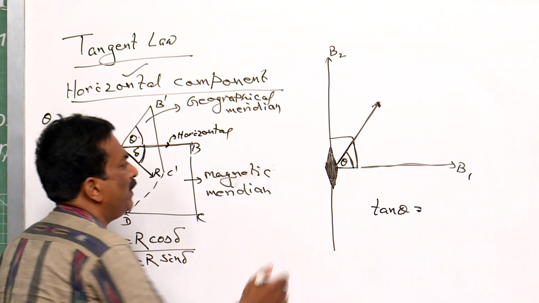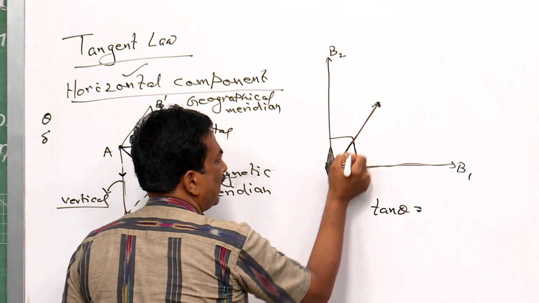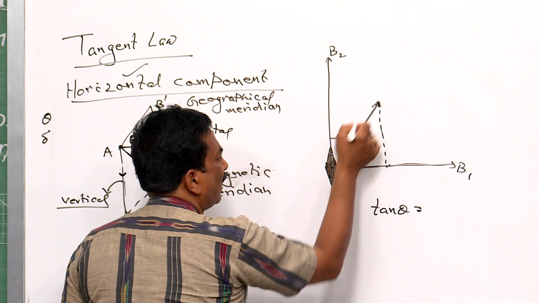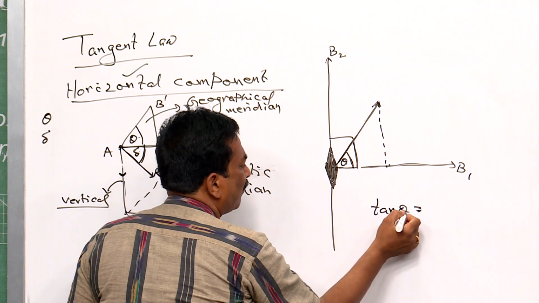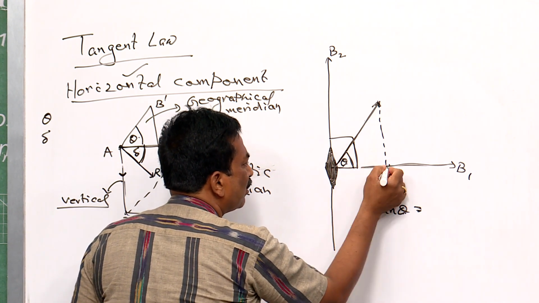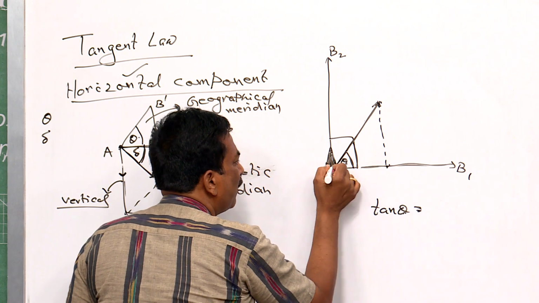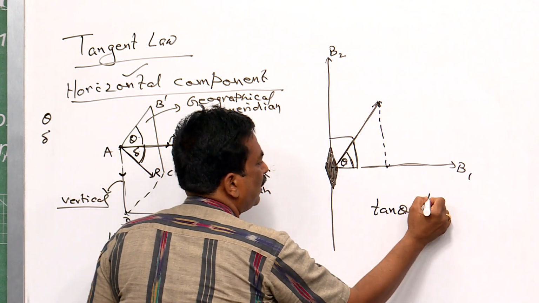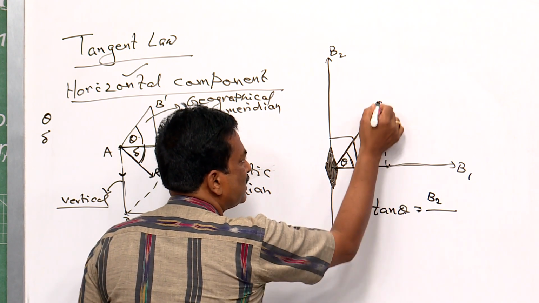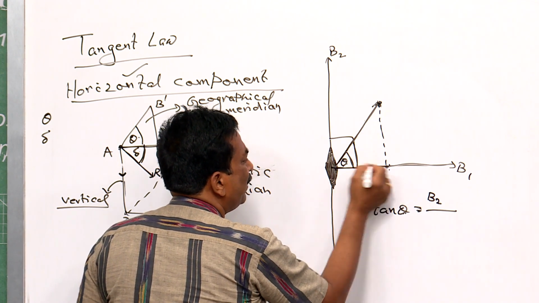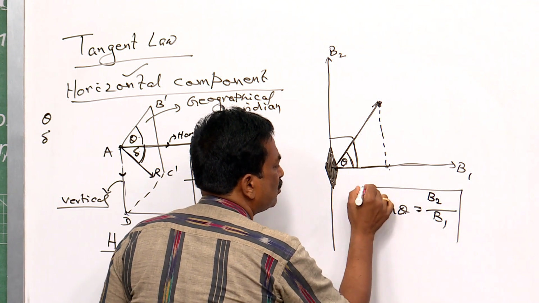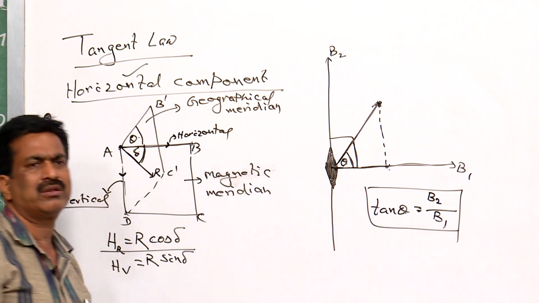we have taken. Means if this is theta and we draw a perpendicular, this will be a right angle triangle, then tan theta will be P by B. This one is the P, which corresponds to B2, and this is the B, B corresponds to B1. So, tan theta is equal to B2 by B1.